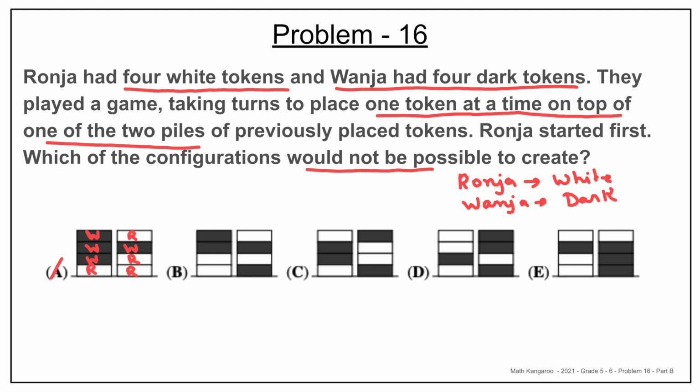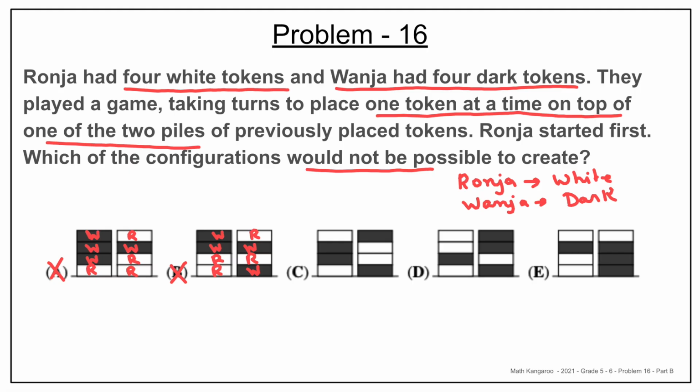So option A is not our answer. Let's look into option B. Ronza starts first. Wanza put the dark piece, Ronza put the white piece, and then Wanza put the dark piece, Ronza put it here, Wanza put the dark piece, Ronza put the white, and Wanza put the dark piece. So all configurations are possible. So this is not our answer.